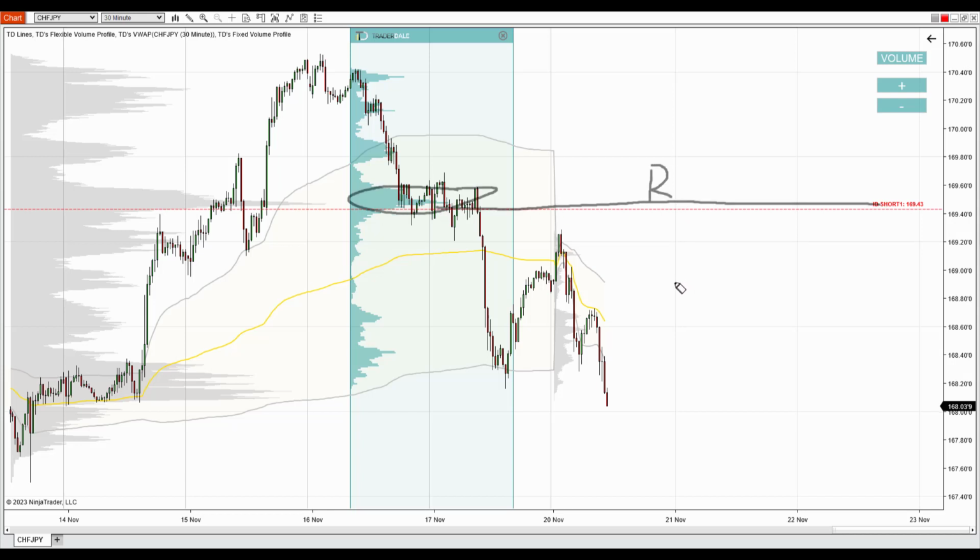All right, so what we need to do now is just wait for that pullback, and if it occurs, then take it from there. All right, so that's the trend setup, another one of my favorite volume profile setups, and you trade this one when there's a trend.